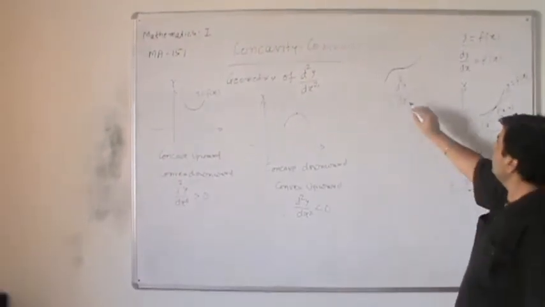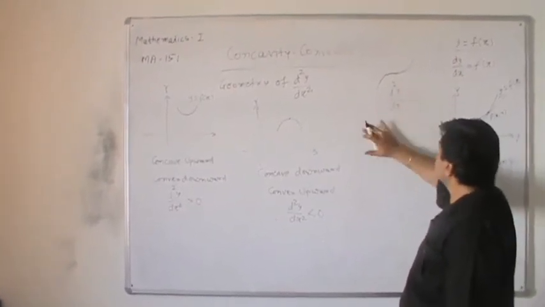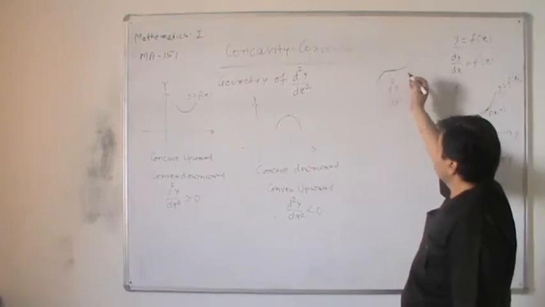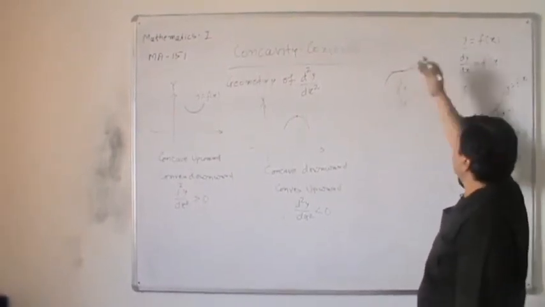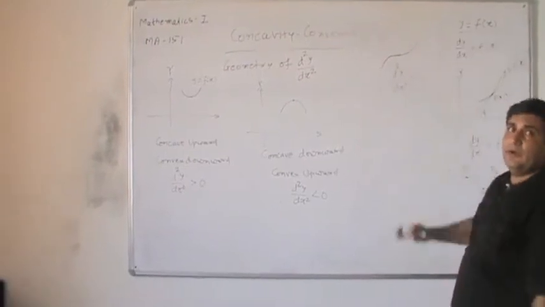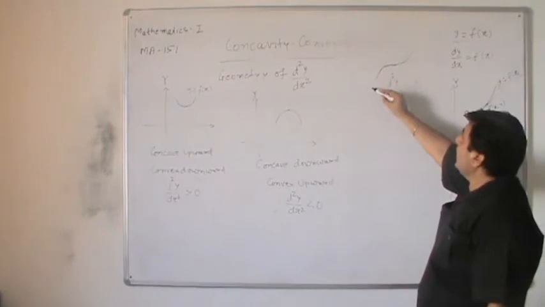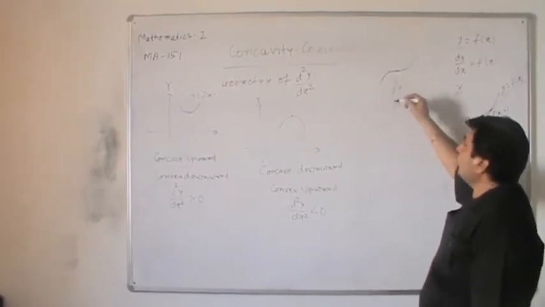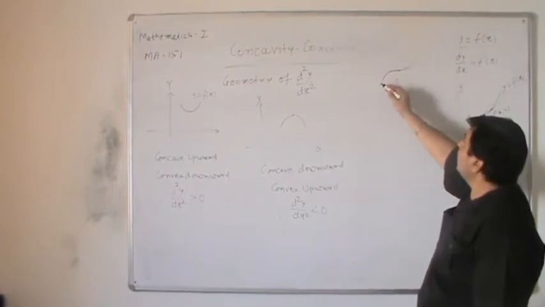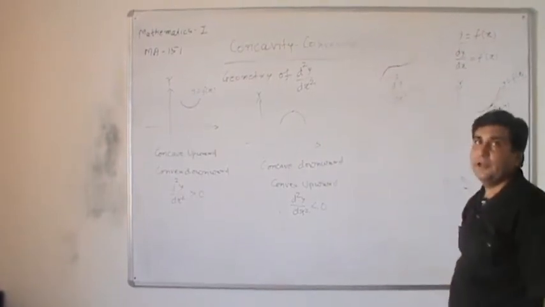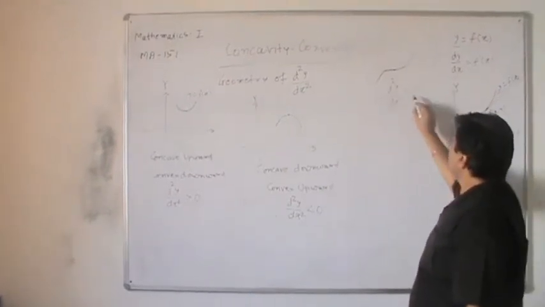So when d2y by dx square is equal to 0, that means the second derivative is changing sign at this point. On the left it may be negative or positive, and on the right it will have the opposite sign. For example, if on the left d2y by dx square is negative, then on the right it will be positive. Similarly, if on the left it is positive, then on the right it will be negative. So d2y by dx square equal to 0.